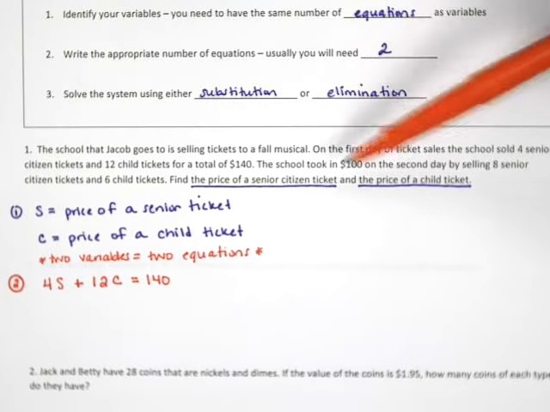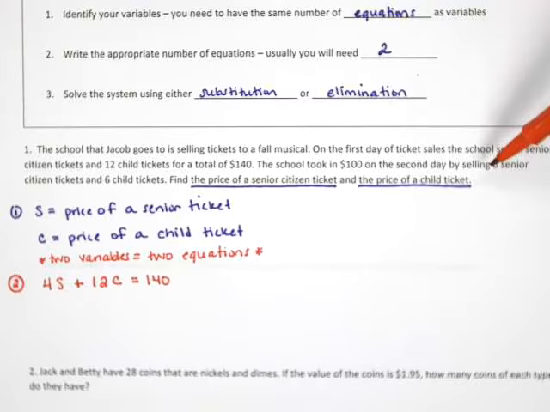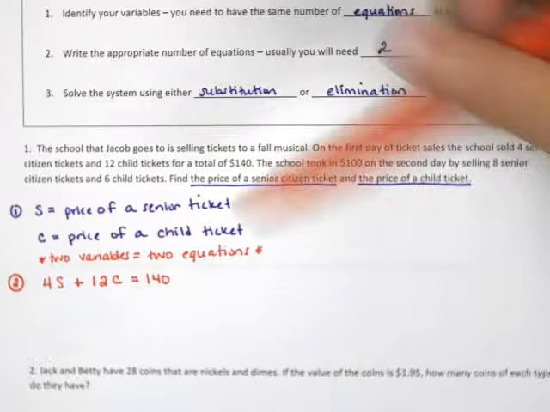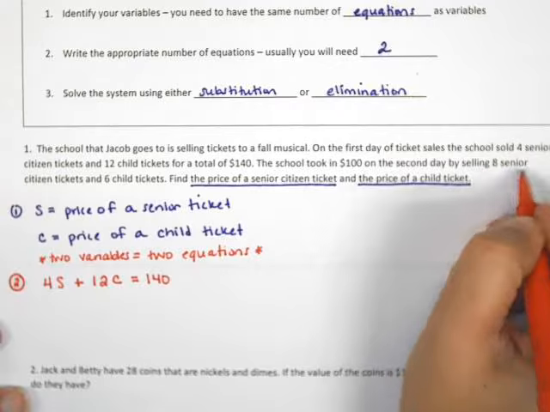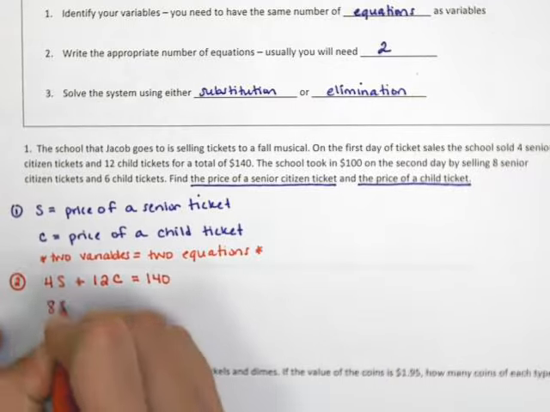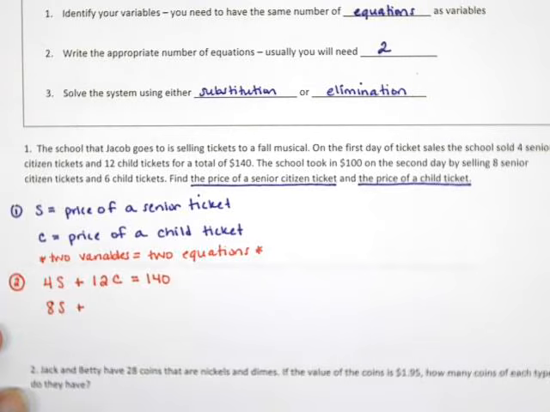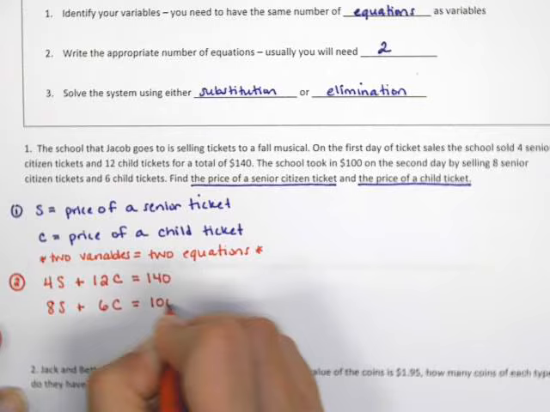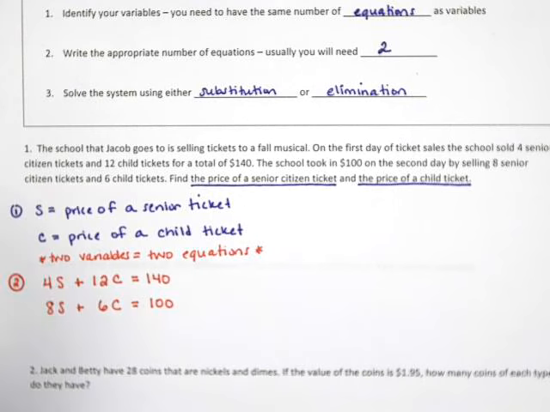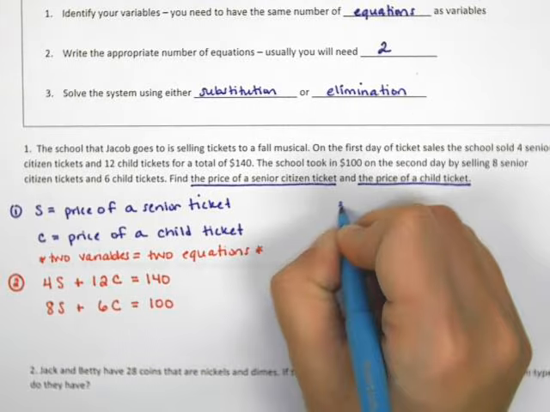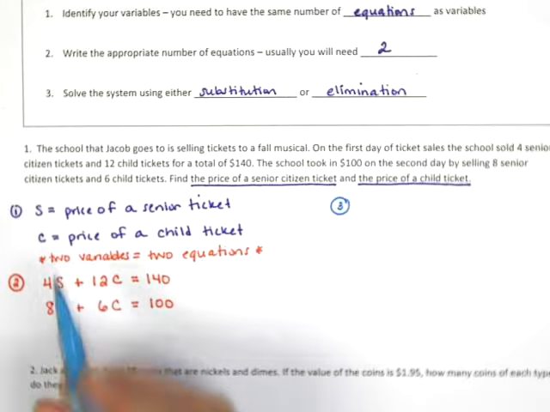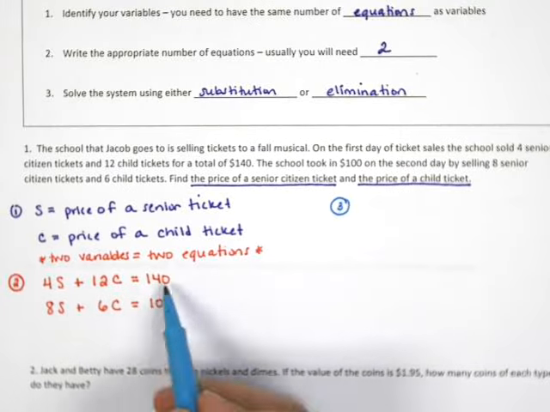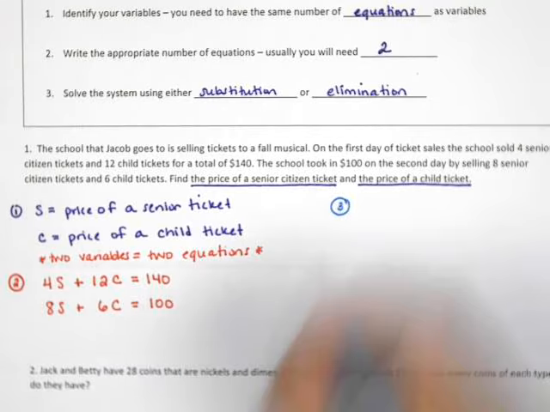Now the next sentence in this word problem is a second equation. The school took in $100 on the second day by selling 8 senior citizen tickets and 6 child tickets. So again, 8S, because we sold 8 senior citizen tickets, plus 6C, because 6 child tickets, equals a total of $100. Now, after you have two equations written and you know what your variables stand for, you're going to solve this problem using either substitution or elimination. Because of the way the problem is set up here, where the S's are lined up, the C's are lined up, the equals are lined up, and the numbers are lined up, I'm going to use elimination.